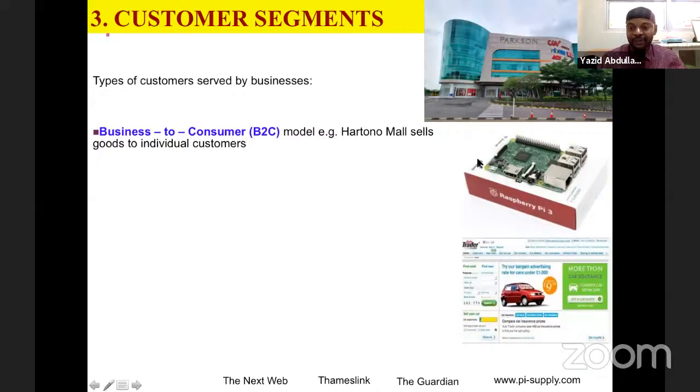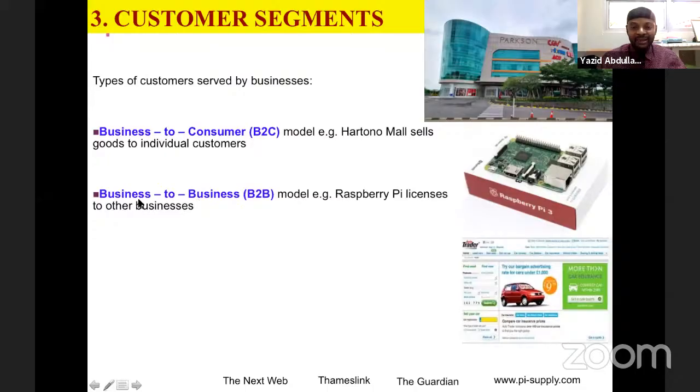The second example we have is Raspberry Pi. Raspberry Pi licenses their design to other businesses and they get royalties in return. And this is known as what? Business to business, because they target other businesses as customers.